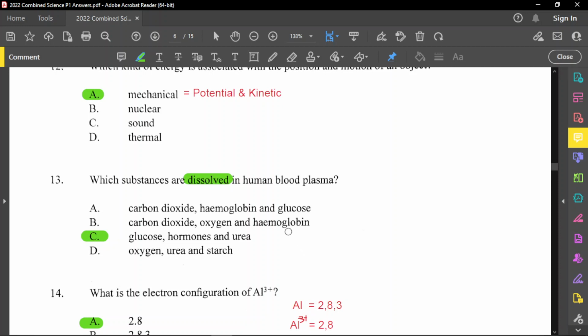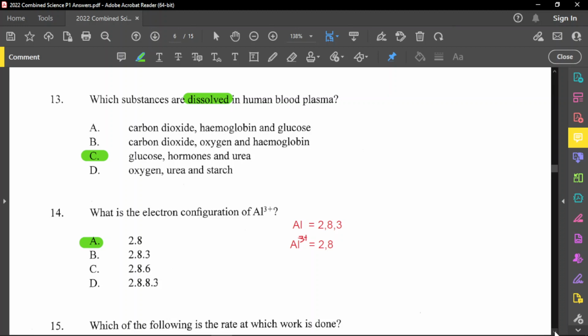And so therefore A and B will be out of it. Starch is totally incorrect. Starch can't dissolve in blood. As a matter of fact, we do not have starch in our blood. We break down starch into glucose, and the glucose is now able to dissolve in the blood and be transported to different cells. So C is the correct answer for that one by virtue of elimination.